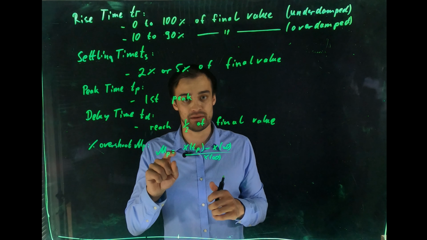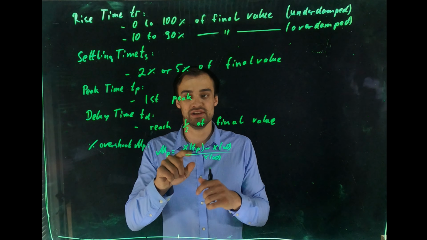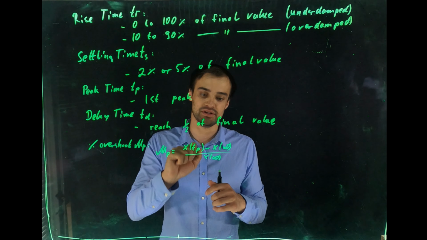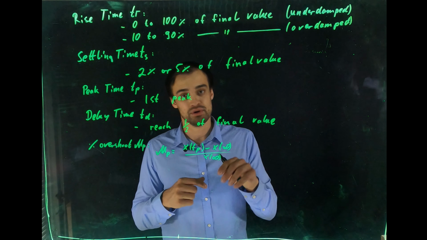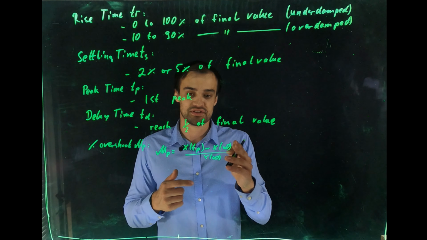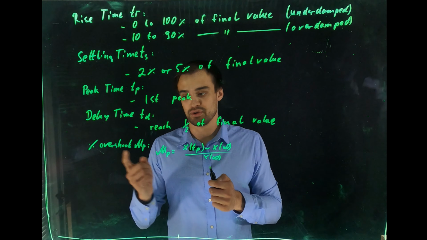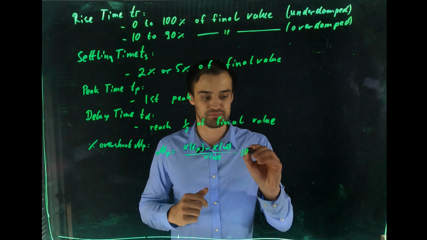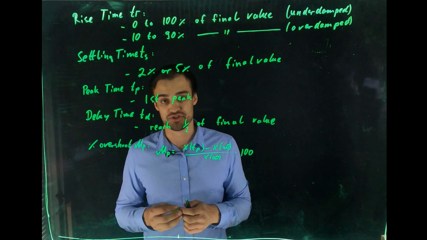So MP can be calculated by the system response or output's value at the peak time, TP, minus the output's value at an infinite amount of time, or final value. And this gets divided by the same final value. Usually, because it's percent of overshoot, we multiply this by 100, and that's why we get a percentage value.